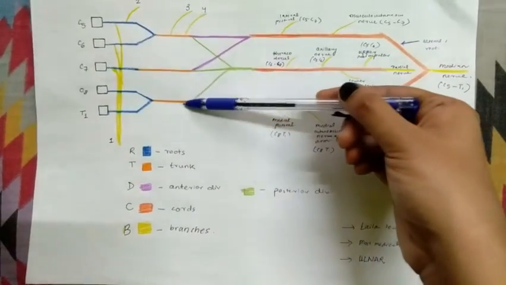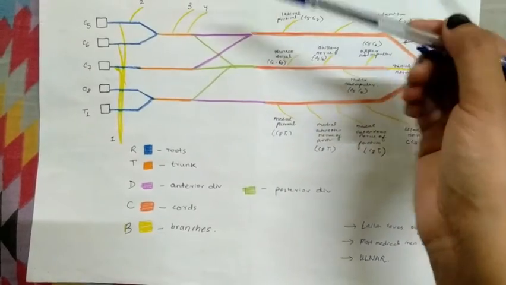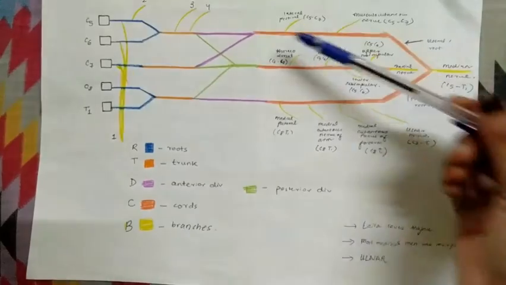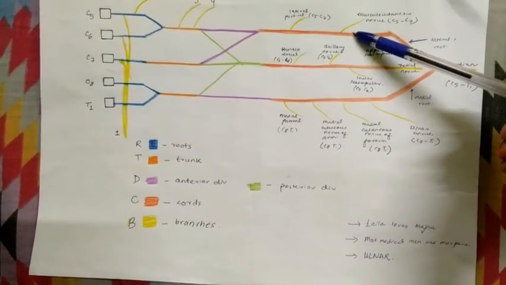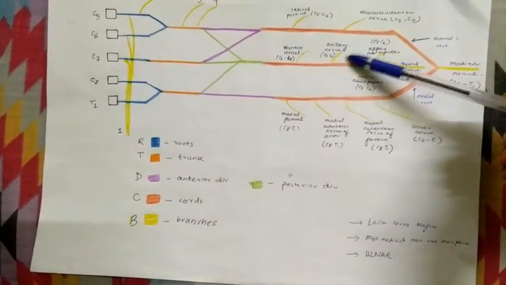This is the trunk. This is the upper trunk, middle trunk, lower trunk. Each trunk will give 2 divisions. Anterior division is determined by purple color and posterior division is determined by the green color. Finally, you get the cords. 3 cords are there: lateral cord, medial cord, and the posterior cord. And finally, you get the branches, which is demarcated as yellow color.